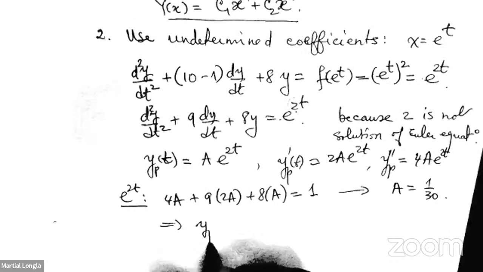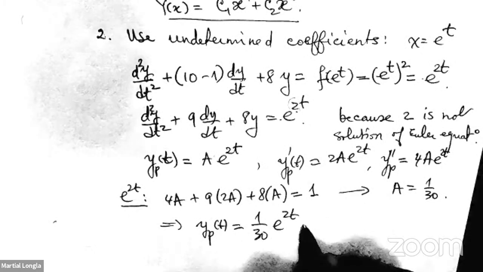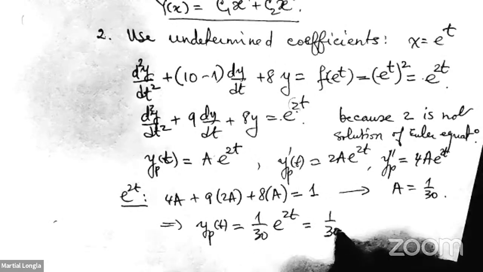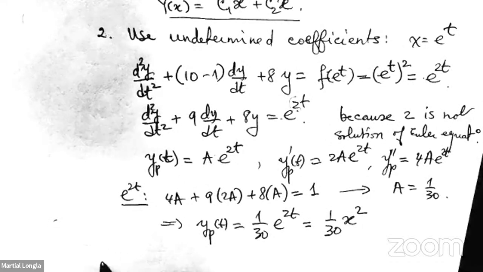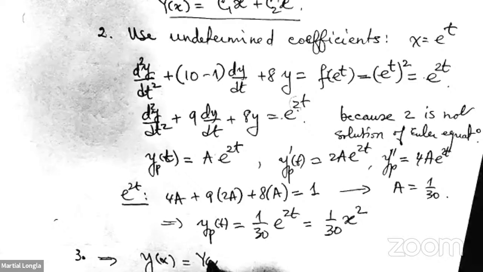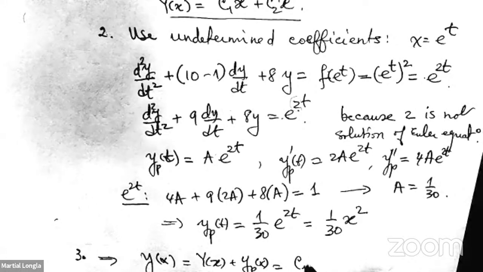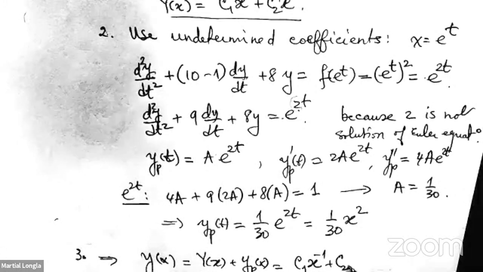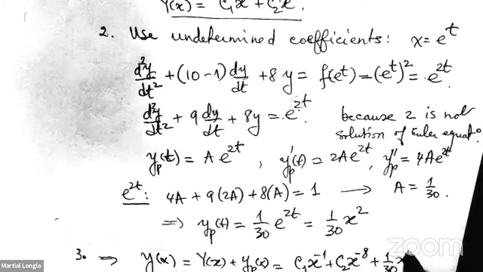Therefore, you get yp of t equals 1 over 30 e to the 2t, which is nothing but 1 over 30 x squared, because x is e to the t. So your final answer in step 3 is y of x equals capital Y of x plus little yp of x. And that is c1 x to the minus 1 plus c2 x to the minus 8 plus 1 over 30 x squared.